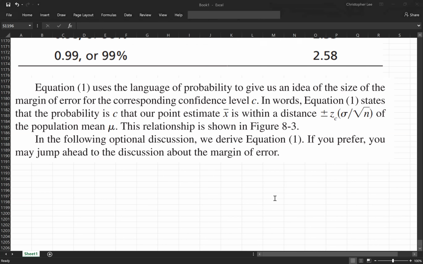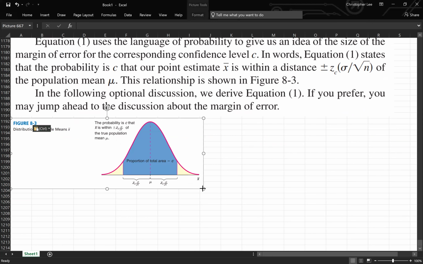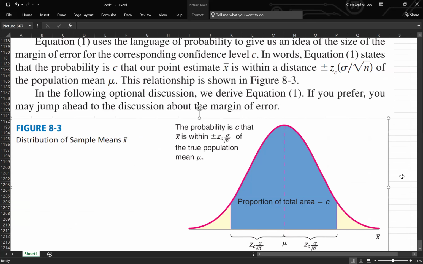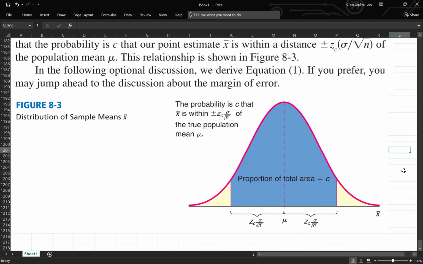Yeah, let me start off with this graph real quick. And then we're going to jump into it. So this is the distribution of the sample means X bar, right? The probability that the critical value for X bar is within plus or minus Z critical times the standard deviation divided by the square root of N of the true population mean mu, right? So this is the proportion of the total area, the critical value, and these are the Z's that I'm trying to find for it. That's simple. All right.